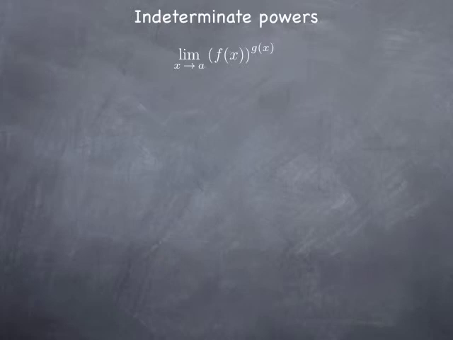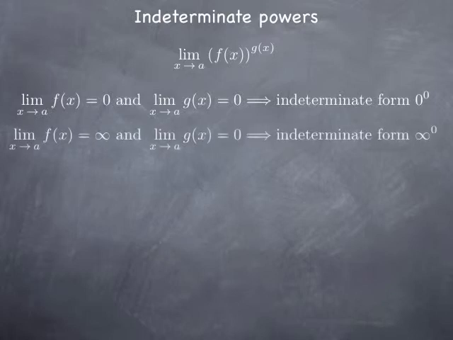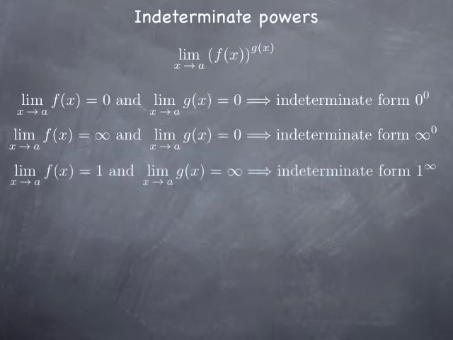So there's 3 kinds of indetermination for powers. We could have f and g both approaching 0, right? Both the base and the power approach 0, and we get an indeterminate form of the type 0 to the 0. We're going to see in a second exactly why this is indeterminate. Another possibility that leads to indetermination is if the base f of x goes to infinity, while the power g of x goes to 0, and we get an indeterminate form of the type infinity to the 0. The third possibility is that the base f of x goes to 1, while the power g of x goes to infinity, and we have an indeterminate form 1 to the infinity.